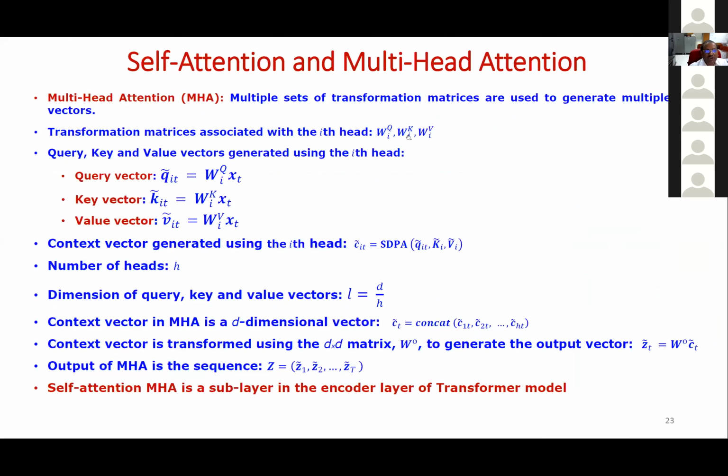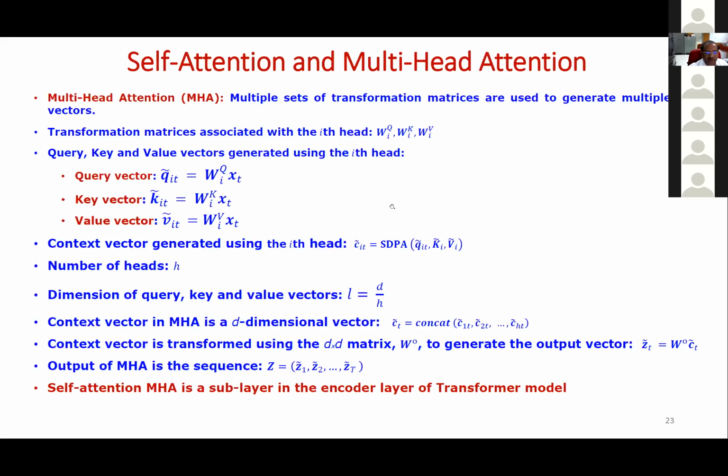Now we represent each of these sets of transformation matrices as being associated with what is called a head. For the ith head, I have these transformation matrices WiQ, WiK, and WiV. When you use these transformation matrices of a particular head to generate the query, key, and value vectors, you get Q̃it, K̃it, and Ṽit. Then when we perform the scaled dot product attention, we get this C̃it.